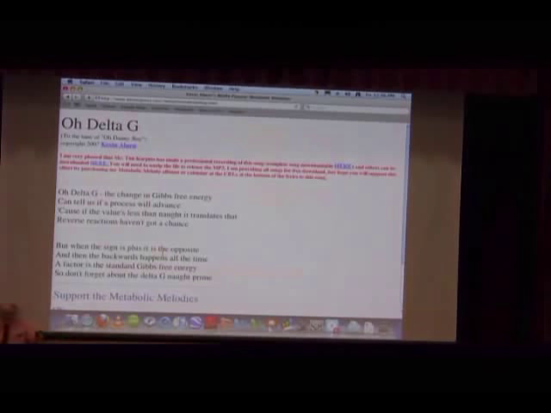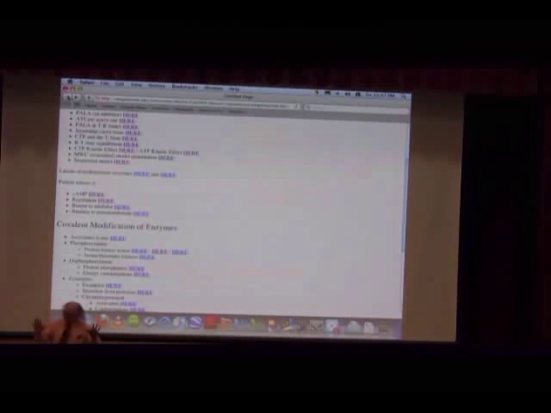O Delta G, the change in Gibbs free energy can tell us if a process will advance. 'Cause if the value's less than naught, it translates that reverse reactions haven't got a chance. But when the sign is plus, it is the opposite. And then the backwards happens all the time. It's going to get worse. A factor is the standard Gibbs free energy. So don't forget about the delta G naught prime.